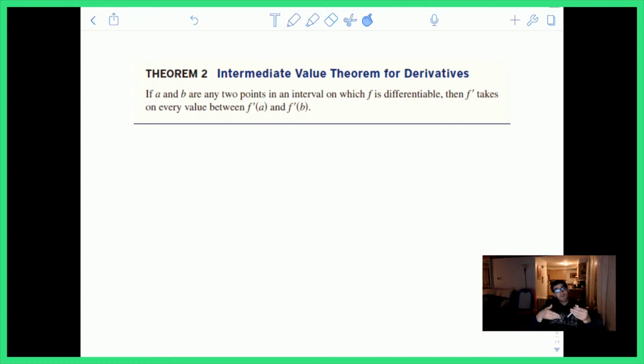So if I tell you an original function is differentiable, or if you could prove that to me, then you can, of course, say that the derivative must take on every value between f prime a and f prime b. So just be aware that that exists.